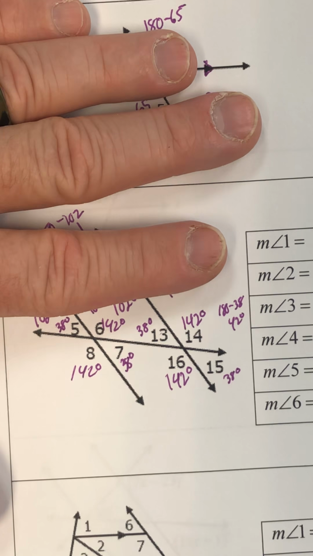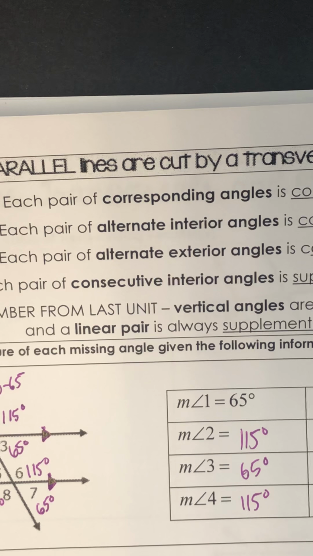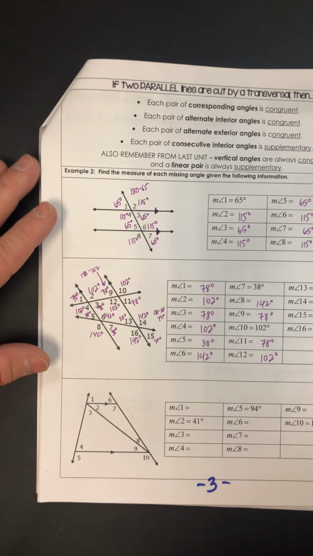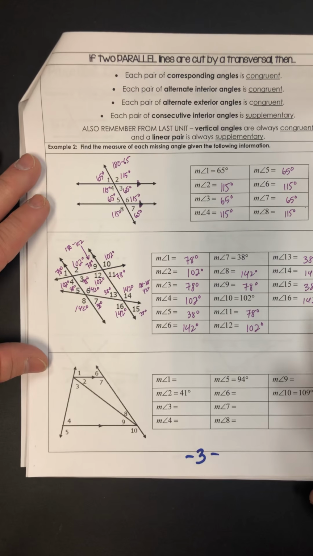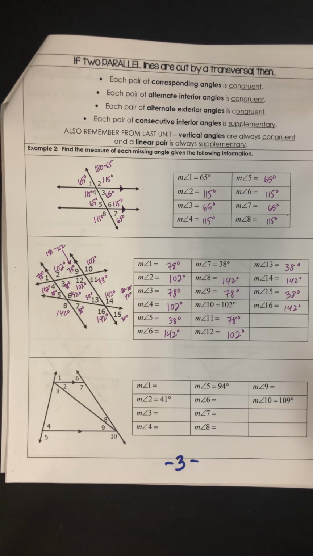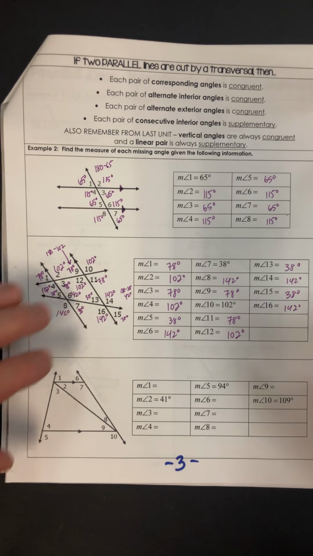So if you look back up at the rules, your corresponding angles are congruent, your alternate interior angles are congruent, your alternate exterior angles are congruent, your vertical angles are congruent, your consecutive interior angles are supplementary. So most of those are going to have congruencies. It didn't have linear pair up there, but you need to remember linear pair and vertical angles are still part of what we're doing.